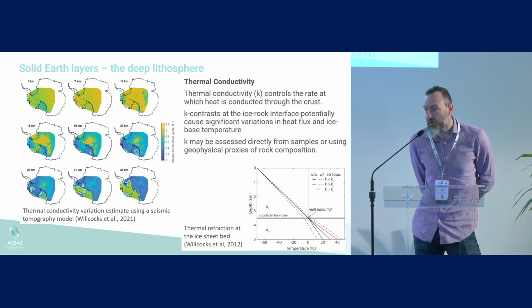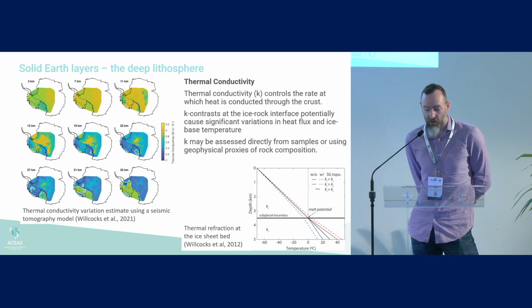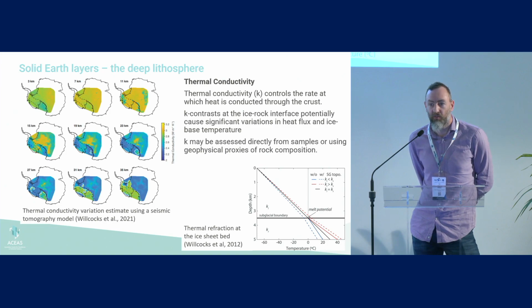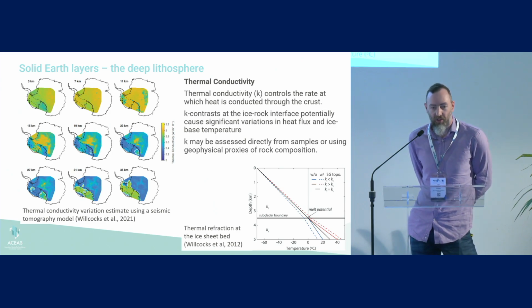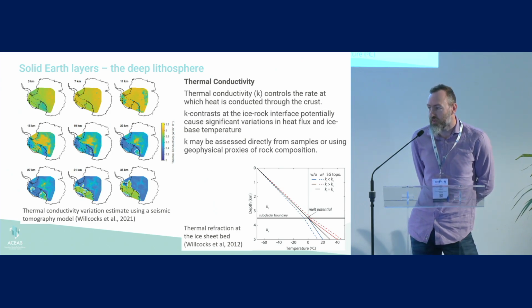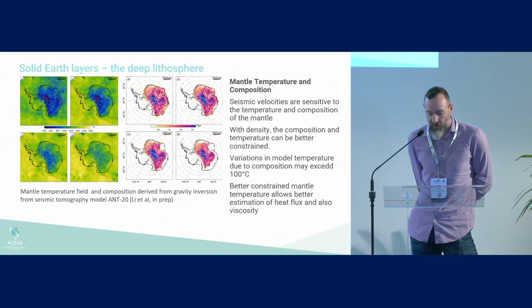Thermal conductivity, of course, is a very important factor because it's controlling the rate at which heat is conducted through the crust. So if we have changes in thermal conductivity, that's clearly going to influence the heat flux that we observe at the surface. And again, it's quite closely related to rock composition. So if we can get our geophysical imaging to understand that rock composition alongside what we can do with sample databases, we're really going to get a much better understanding of how that factor is affecting heat flux.